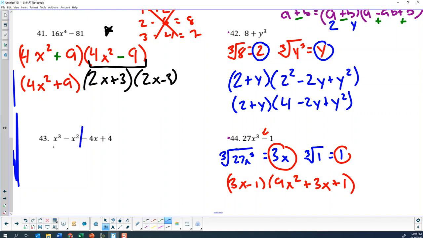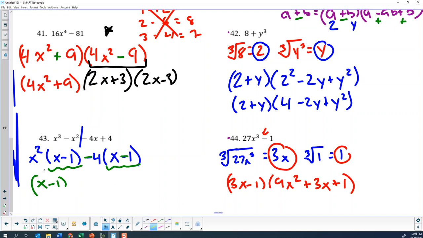43, factor by grouping. X cubed and x squared have an x squared in common. You're left with x minus 1. Negative 4x and 4 have a negative 4 in common, so that you're left with an x minus 1. You want to make sure you pull out a negative 4 so you can have a negative 1 inside. One factor that's the same is x minus 1. The part that's on the outside is x squared minus 4.